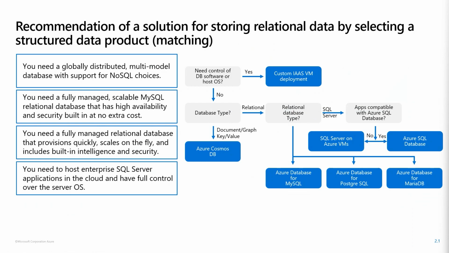If we want to achieve something like the third scenario, where we look for, again, a relational database that provides us with quick scale on the fly and includes built-in intelligence and security, we might look into Azure SQL Database at that point. If we need to host an enterprise SQL Server, but we want to have full control over the underlying operating system, we probably end up having our SQL Server on an Azure virtual machine, or rather infrastructure as a service deployed here. So both these options are valid for that kind of use case.